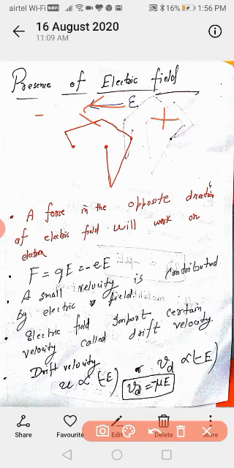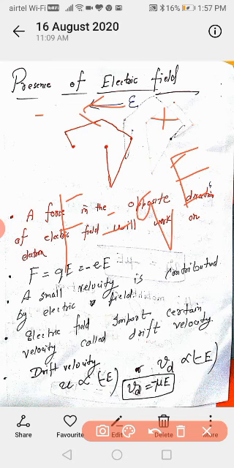Whenever we apply the electric field, then the force is F equal to QE. This we have already discussed. Q is the charge of the electron, and this is negative, and that's why F equal to minus e into E. So the minus small e into E, that's why the direction is opposite. Here this negative sign signifies the direction of force, because force is a vector quantity, as we know. A small velocity is contributed by electric field.